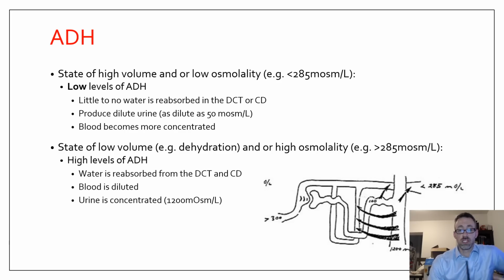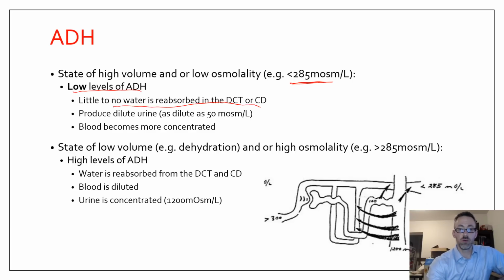So a state of high volume, right? High volume or low osmolality, because we have too much volume relative to our solute, is going to drop our osmolality to less than, let's say, 285. That's going to drop our ADH levels because our volumes are high. So we're going to have low levels of ADH, and there's going to be little to no water reabsorbed in the distal convoluted tubule or the collecting duct. The reason is, remember, they're impermeable unless ADH is present. So if there's no ADH, then it's impermeable, and you're going to have very dilute urine.